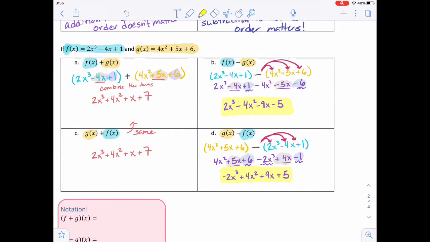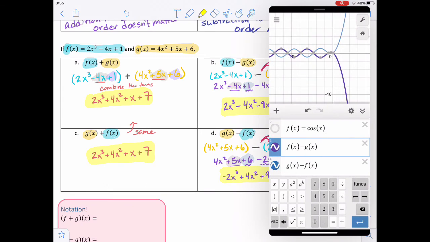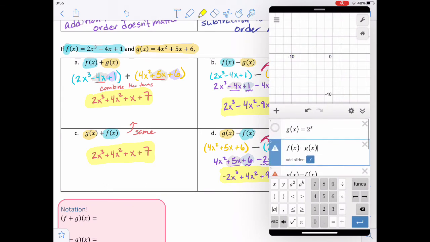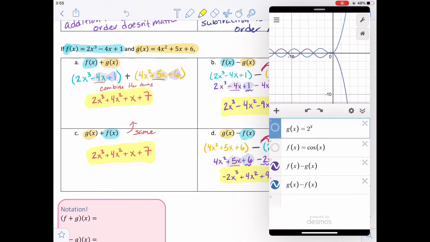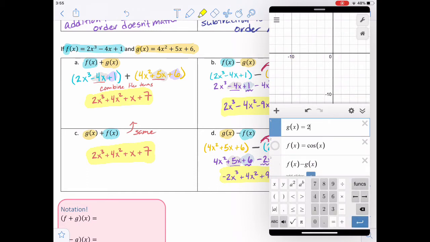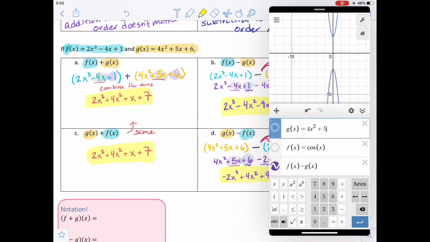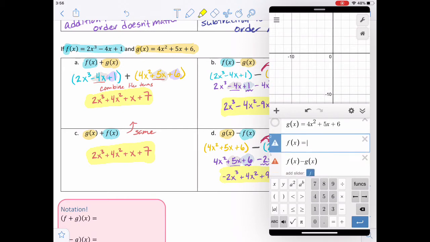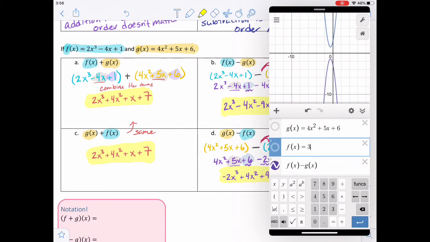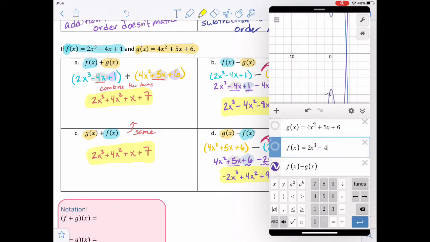All right, so now that we've got these, let's check them, because that's the nice thing about this, is we can check using Desmos. Let's put g of x in. This time g of x is 4x squared plus 5x plus 6. Let's put f of x in. f of x is 2x cubed minus 4x plus 1.